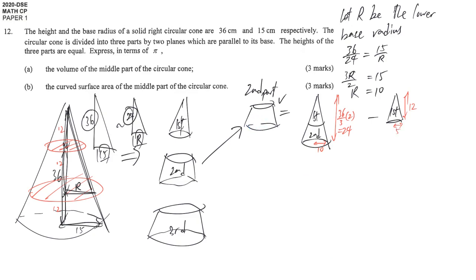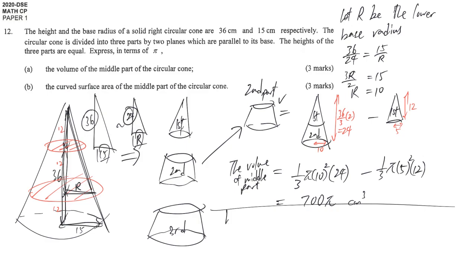To find out this volume, we just apply the cone volume formula: 1/3 base area, pi r squared, times height. The base radius here is 10, while the height is 24. Minus 1/3 pi r squared times height. R is 5 here, and the height is 12. We get 700 pi. The unit is cm³. This is the volume of the middle part, so this is our answer.